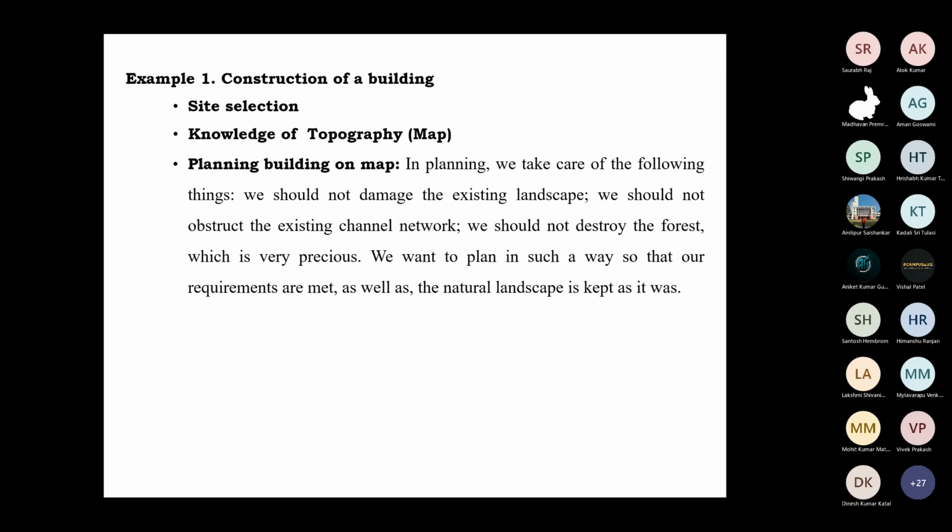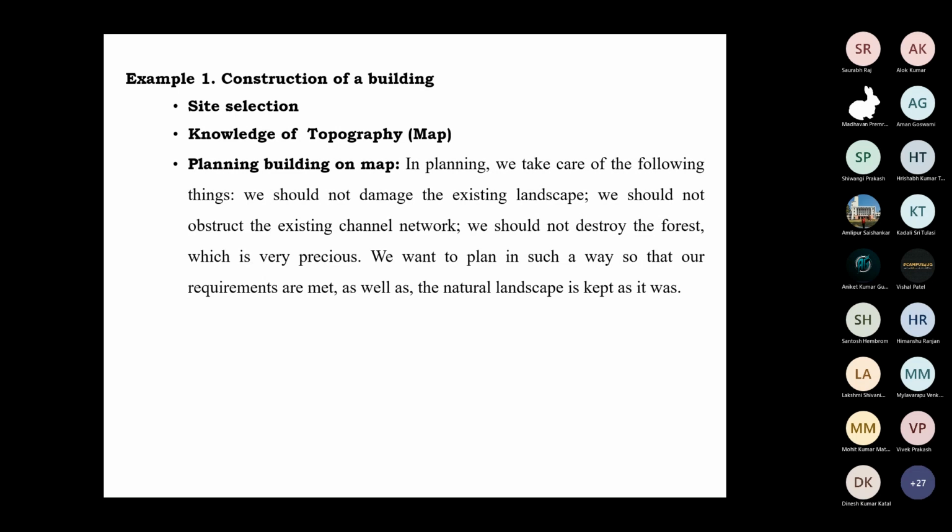What is written there? We should not damage the existing landscape, the natural landscape. So we plan in such a way that our requirement is met with no damage to the existing landscape. Are you getting this point? Yes, sir. So that's why the planning is there. Otherwise, there is no need. Anybody can go and make the building.